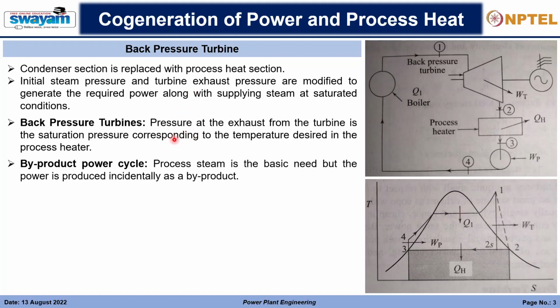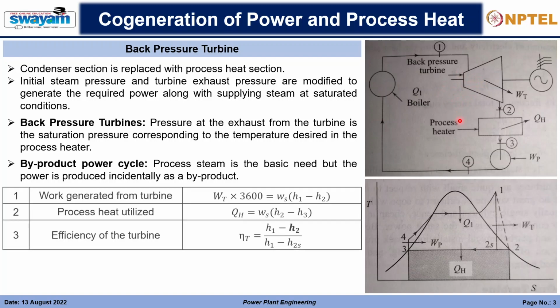Such cogeneration of power and process heat is also called a byproduct power cycle, because the process steam is the basic need, but the power is produced incidentally, as a byproduct. So actually in these mills the process heat was the main desired effect that we needed, right? But on getting this, we are also getting the power to run other equipment. That is why it is called a byproduct power cycle.